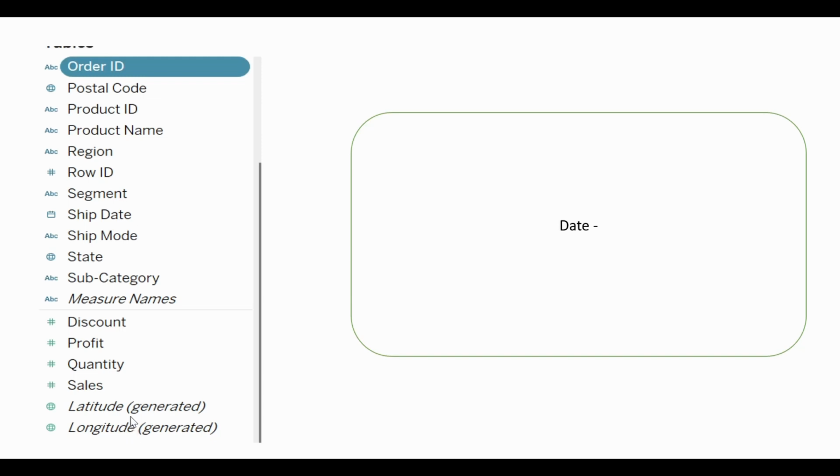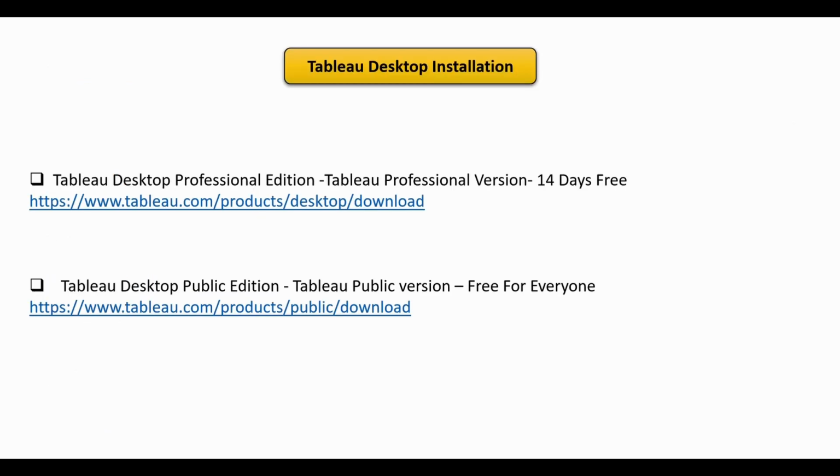By the way, I'm giving that one int. Whenever it is a measure, it will showcase the hash sign, so you can easily understand that it is a measure. Okay, let's go to the next.